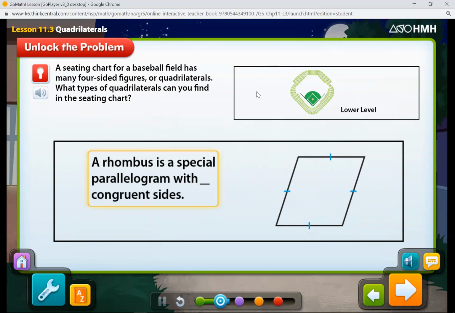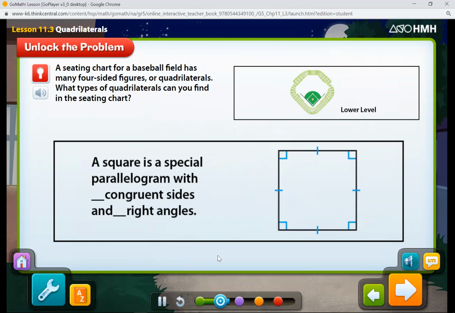So a rectangle and a square are pretty cool because they've got two sets of parallel sides and they also have perpendicular angles. We've got a rhombus here, and it's a special parallelogram with blank congruent sides. What kind of congruent sides? I'm thinking that's going to be a number, right? I think it's going to be 4. A rhombus has four congruent sides.